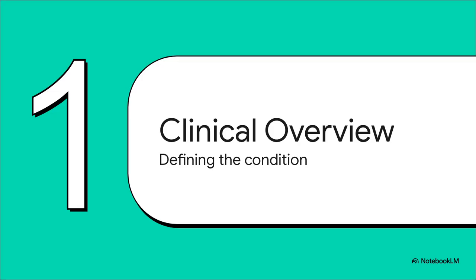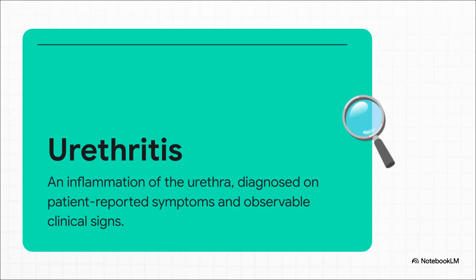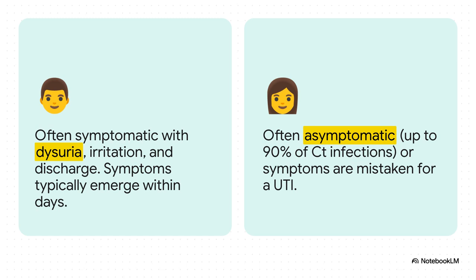All right, first up, the clinical overview. Let's make sure we're all on the same page by defining the condition itself. So, what exactly is urethritis? Well, at its core, it's just what it sounds like: an inflammation of the urethra. The diagnosis is fundamentally a clinical one, meaning it's based on what the patient tells you and what you can see during an exam.